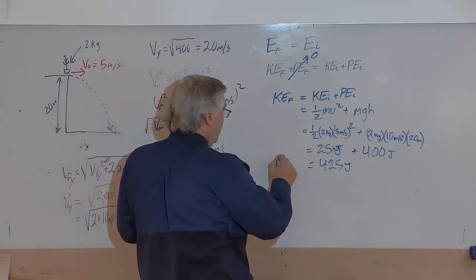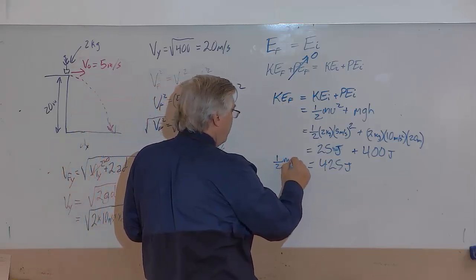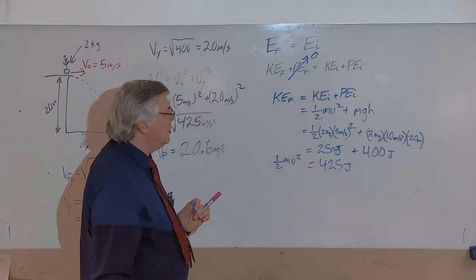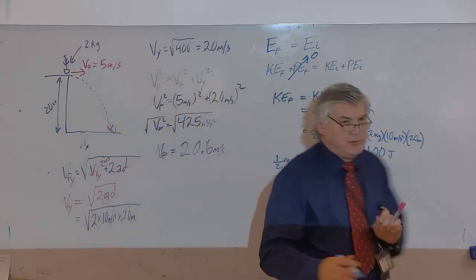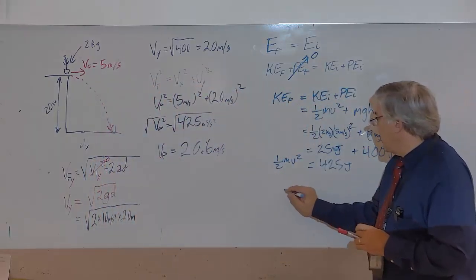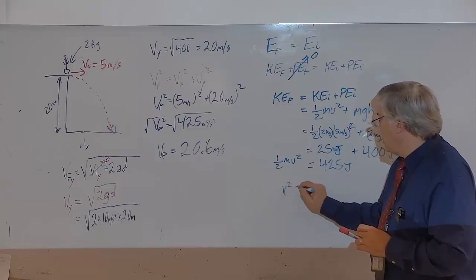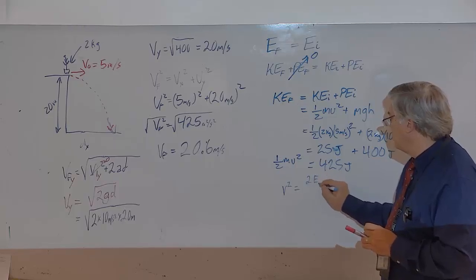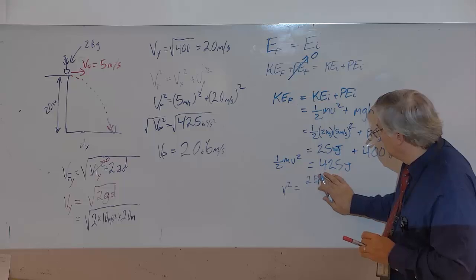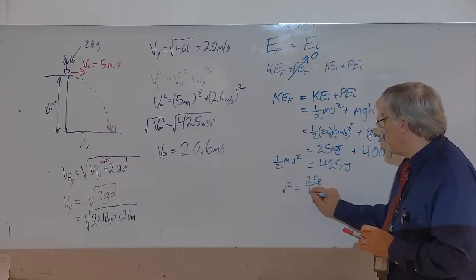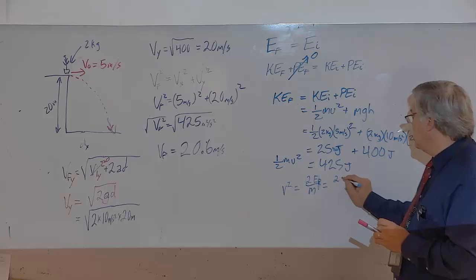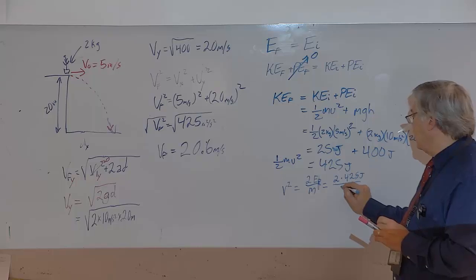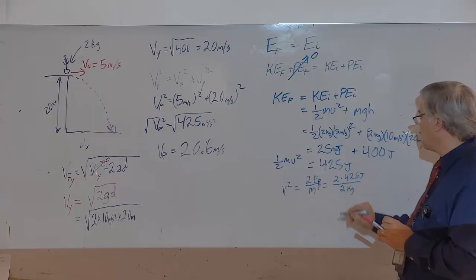That's equal to 1/2 mv squared. So I can rearrange this equation. When I rearrange this equation, I end up with v squared is equal to 2 times my final energy divided by my mass, which is 2 times 425 joules divided by 2 kilograms. Well, the 2's cancel. That's just convenient.